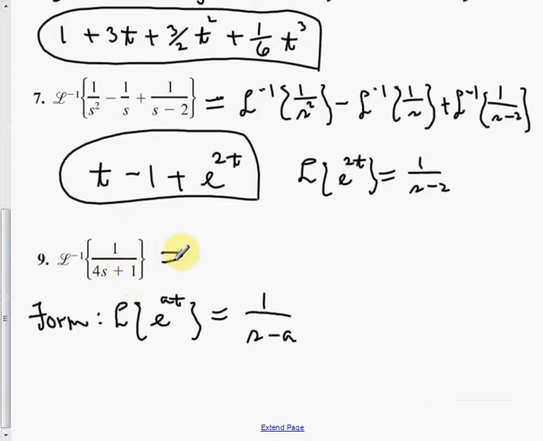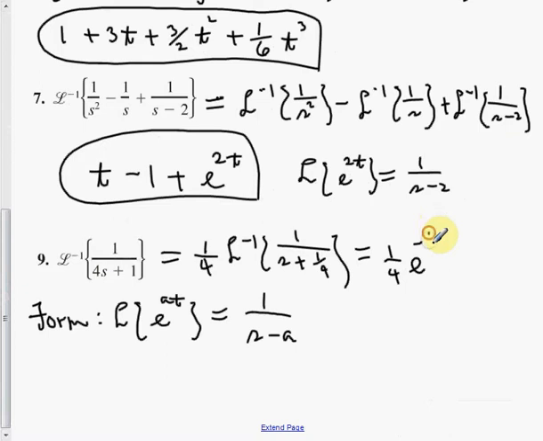So this guy is 1/4 times the inverse transform of 1 over s plus 1/4. And that becomes 1/4 times e to the negative 1/4 t. Is that okay? Okay.